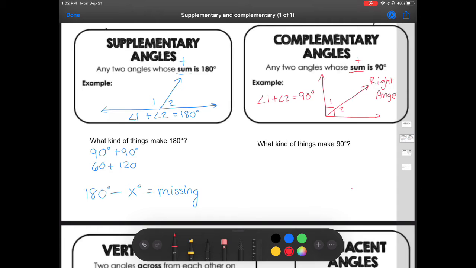Right? So something that adds up, so maybe 30 and 60, or 45, 45. Anything that adds up to 90 will be complementary. If you're missing one of them and you want to know what it is, do 90 minus the one you do know. That will tell you the one that is missing.